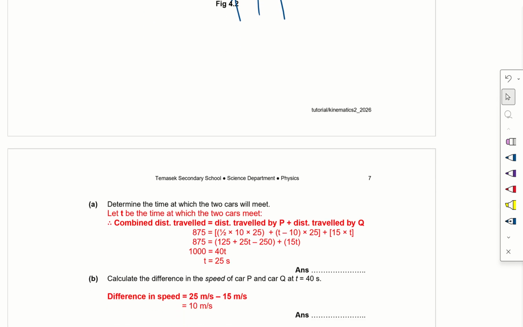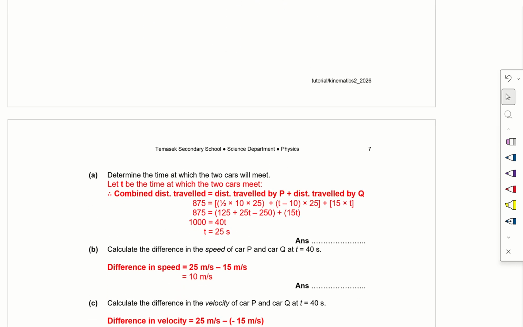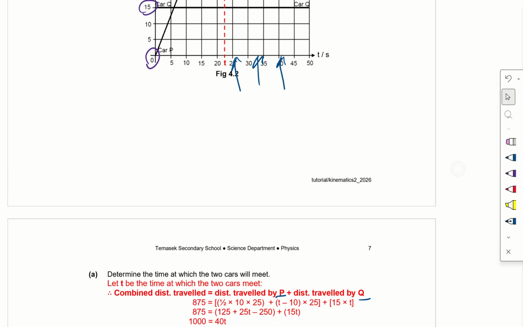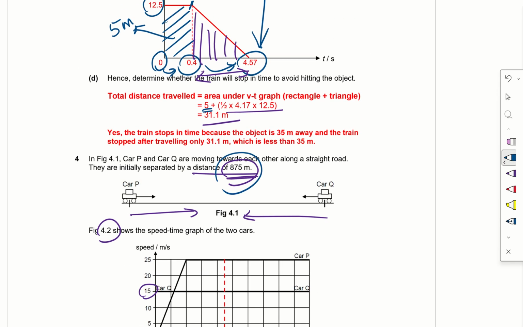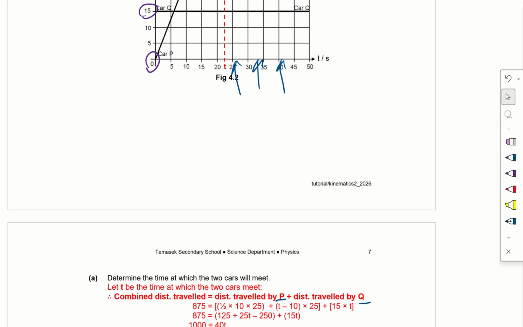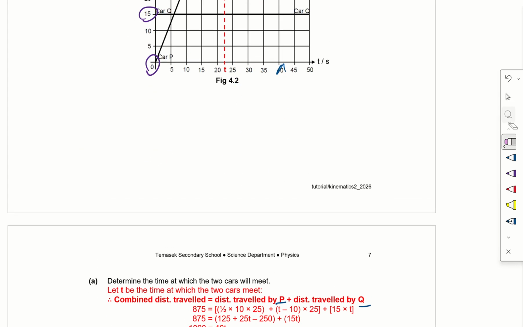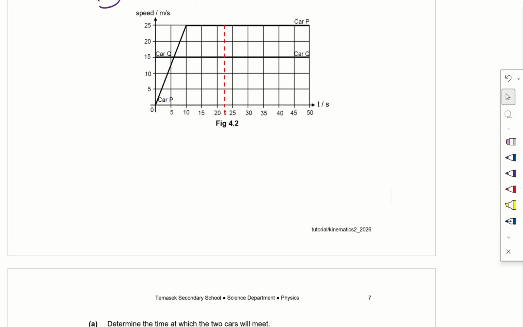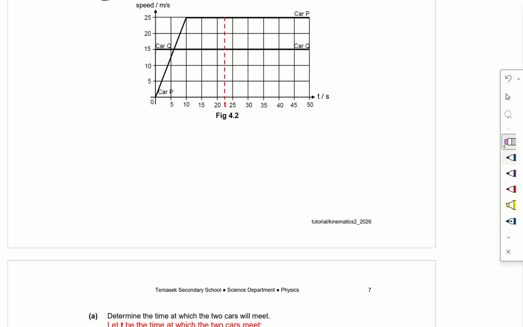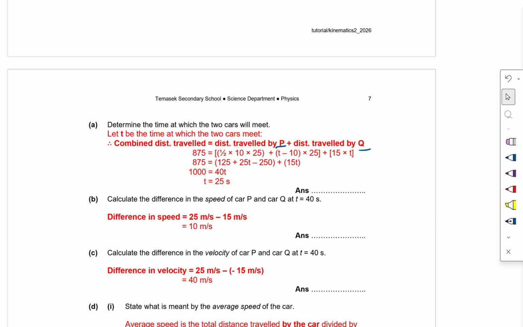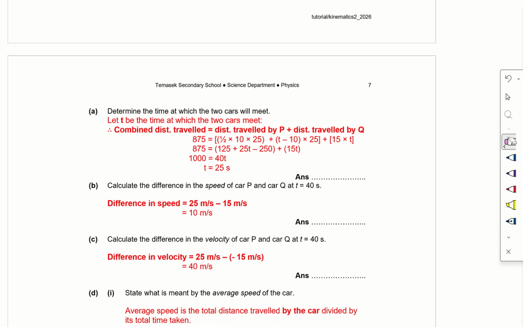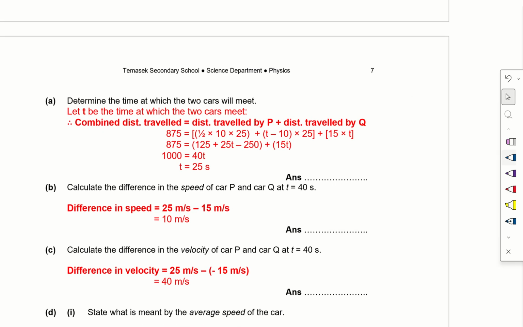Okay, so let T be the time at which the two cars meet. The combined distance traveled will be the distance traveled by P, like I said earlier. P moves a certain distance, Q moves a certain distance, and when they meet, they add up to be 875 meters. Like I said, car Q is the easier one, because whatever time we calculate, we just multiply by the speed of 15. So where is that? It is this part.